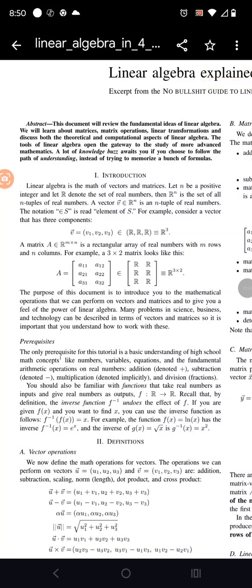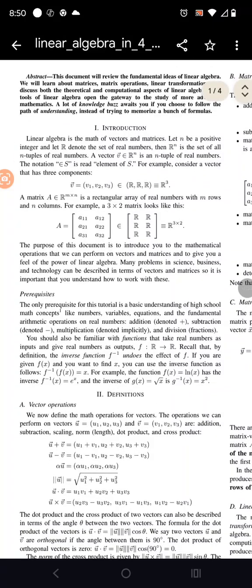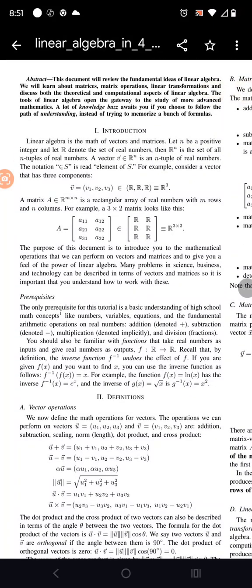So the purpose of this document is to introduce you to the mathematical operations that we can perform on vectors and matrices, and to give you a feel of the power of linear algebra. Many problems in science, business, and technology can be described in terms of vectors and matrices, so it is important that you understand how it works. Prerequisite: understanding of high school math concepts, variables, equations, fundamental arithmetic, etc.